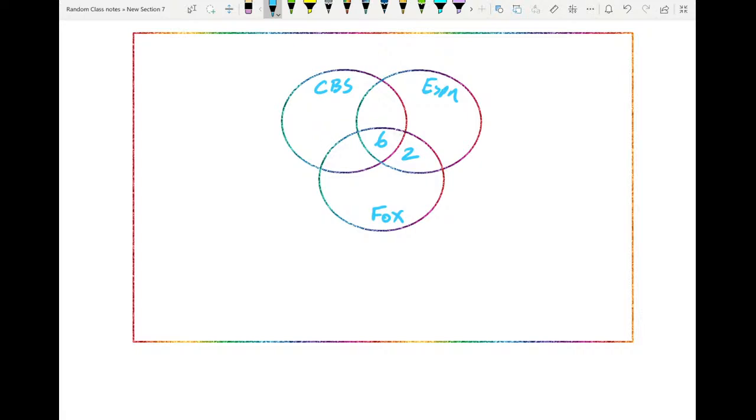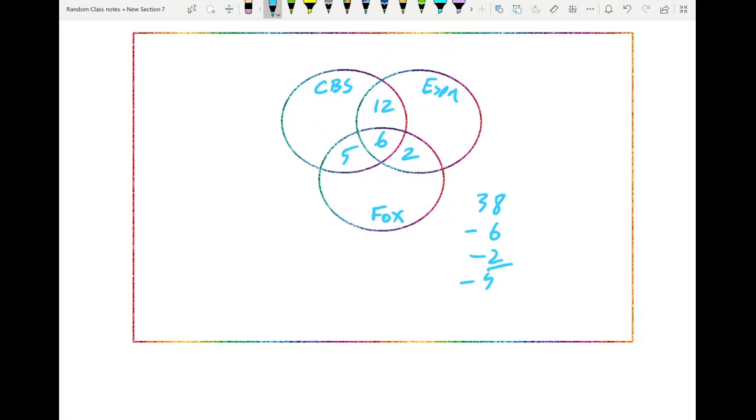Then 11 is CBS and Fox. This region is 11. I've already used 6, so I have 5 left. Then 18 read CBS and ESPN. This is 18 right over here, and I've used 6, so I have 12. Now let's work outside. 38 read Fox Sports. So this region is 38. I subtracted 6, 2, and 5.